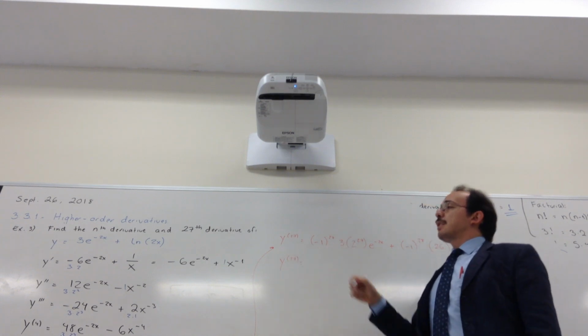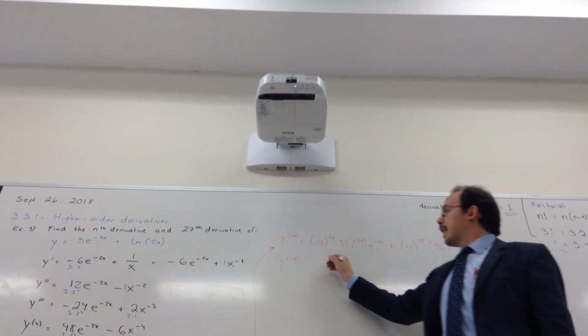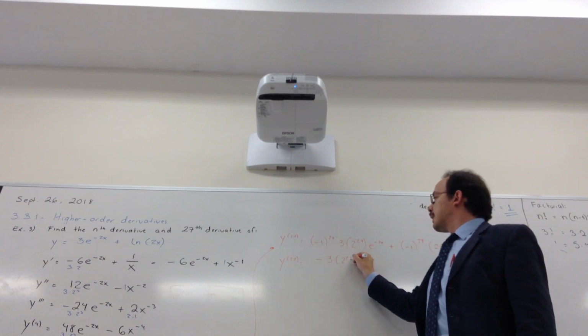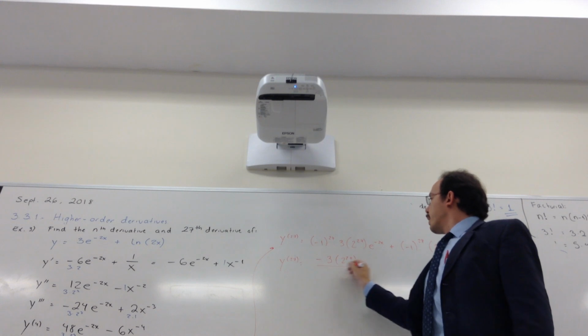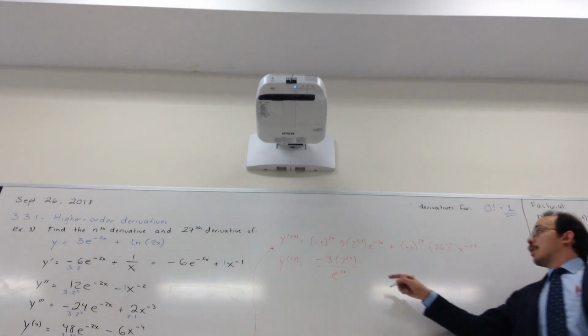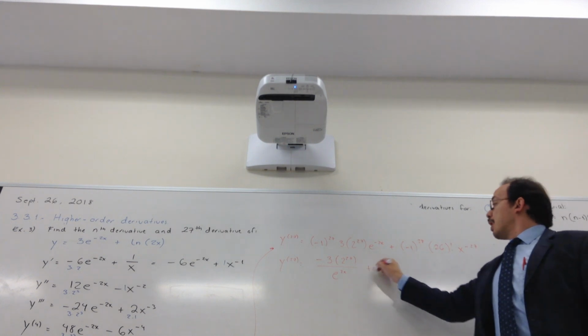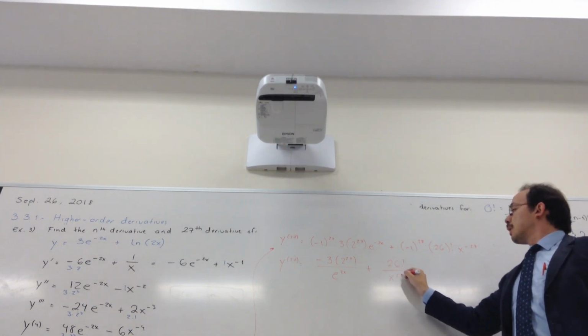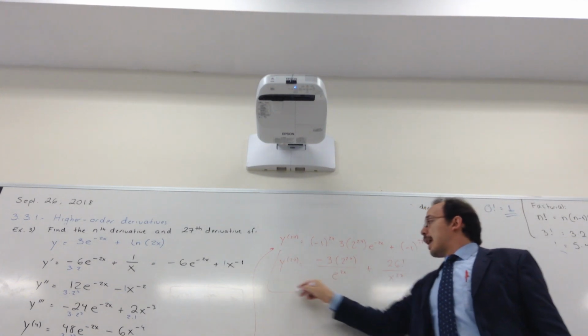Minus 1 to the 27 is what? Minus. So it's minus 3 times 2 to the 27 over e to the 2x. Perfect. Minus 1 to the 28 is plus 26 factorial over x to the 27. That's the answer.